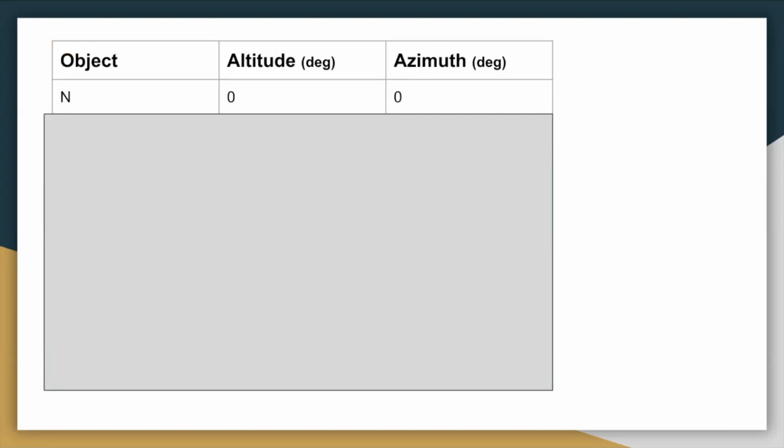So we're going to write down the altitude and azimuth measurements for a variety of things. I think this table is on the second page. For any of the cardinal points, north, east, south, and west, altitude is always going to be 0 because they exist on the horizon, and the horizon is our 0 altitude. North is defined as 0 degrees azimuth. Our degrees around the circle of the horizon, we always measure starting from north.